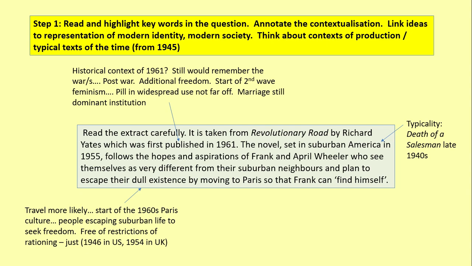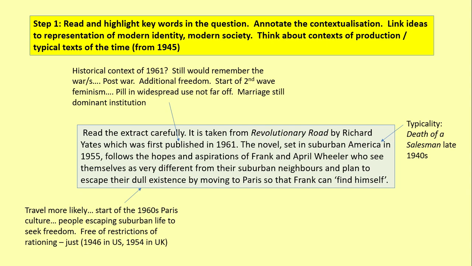This idea of travel, and being able to experience new things, to obtain that freedom that perhaps you don't get in the restrictive suburban conformism that many people were still subject to in the 1960s. But there were freedoms starting in the 1960s.